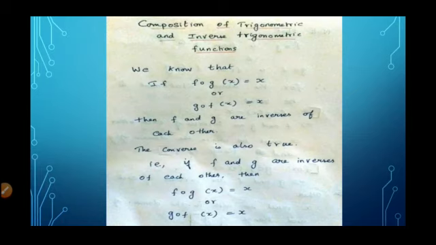So students, we have already seen the composition of two functions in chapter 1. A light recall of that. If f composition g of x is the identity function, then f and g are inverses of each other. We have learnt this. The converse is also true. That is, if f and g are inverses of each other, then f composition g will be x.